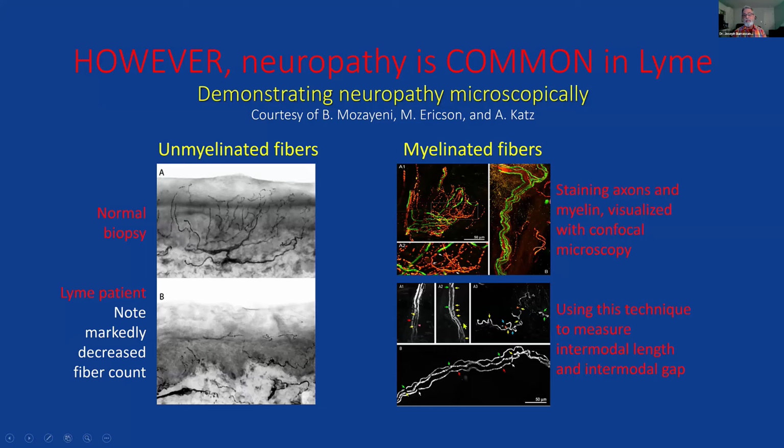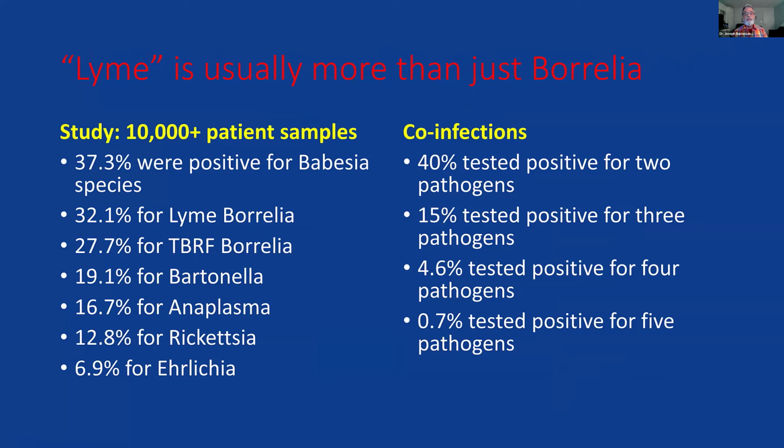Likewise, the sweat gland problem and the skin fiber problem you see on the left side can be found in people who have normal autonomic testing by other means. So just like intrathecal production is not a good sign of neuroborreliosis, the coarse testing that neurologists have available to them is just not a good measure of neuropathy. And as I said, Lyme is not just Borrelia, it's more than Lyme. This is a slide I've shown many, many times.